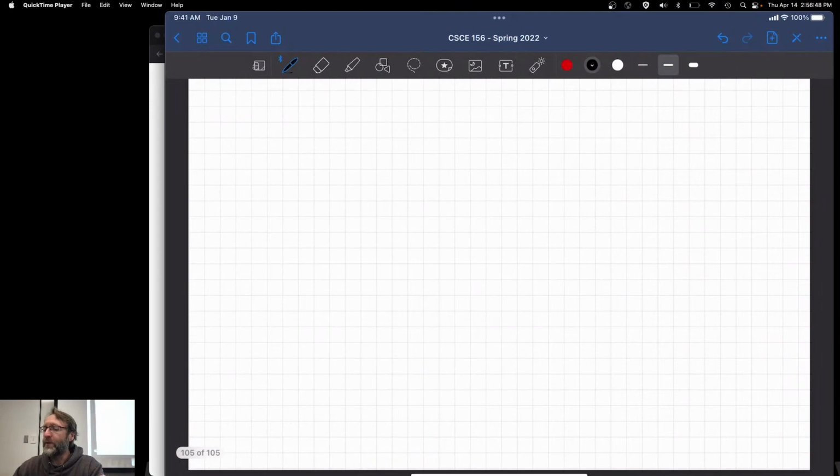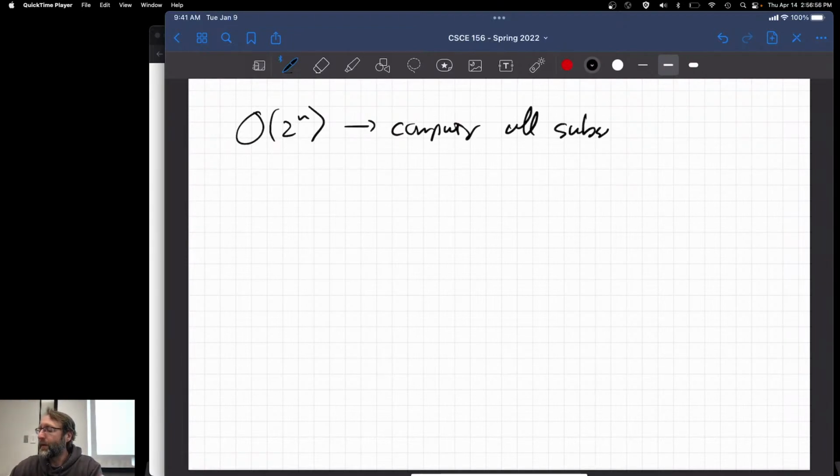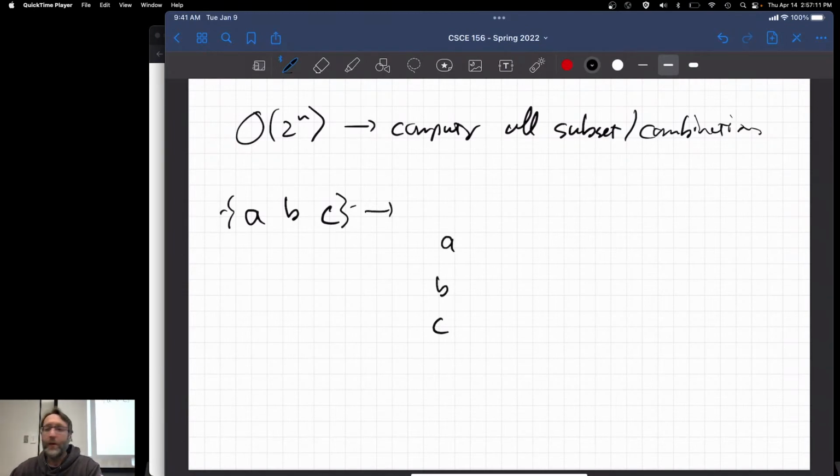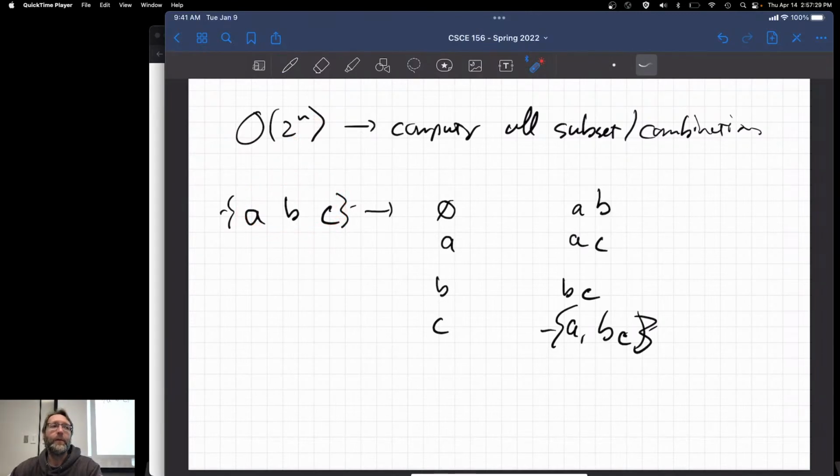Examples of that, say from 235: order 2 to the n will be computing all subsets or combinations. For example, if I had A, B, C, how many possible combinations are there of A, B, C as a set? Well, there are the singletons, A, B, and C. There's the empty set. There's the set of all elements, A, B, C. There's the set of doubletons, which would be A, B, A, C, and B, C. That's going to be exponential. There are 3 elements here. It's 2 to the 3rd. Okay?